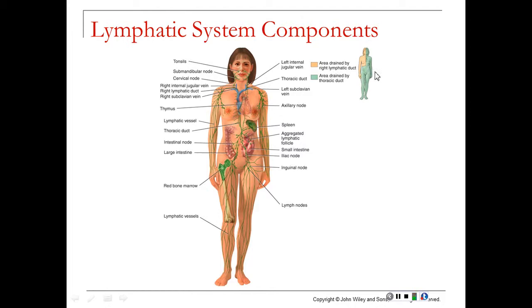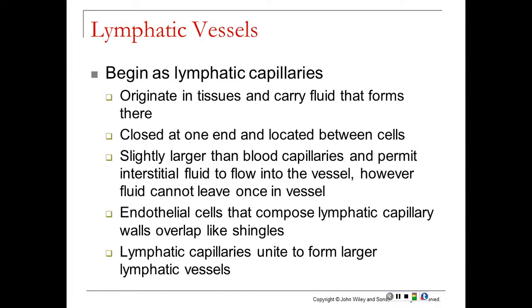The rest of the body dumps into what's called the thoracic duct, and the thoracic duct is right here, and that's going to drain into the left brachiocephalic vein and ultimately into the superior vena cava. So all of the lymph nodes, all of the lymph vessels eventually lead back to the blood. So let's talk about these lymphatic vessels.